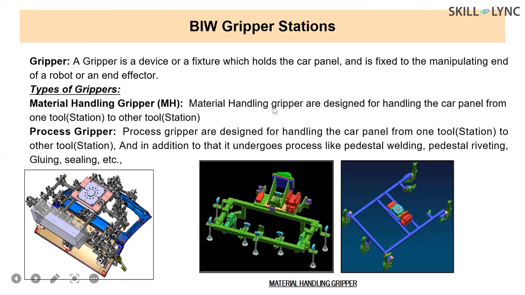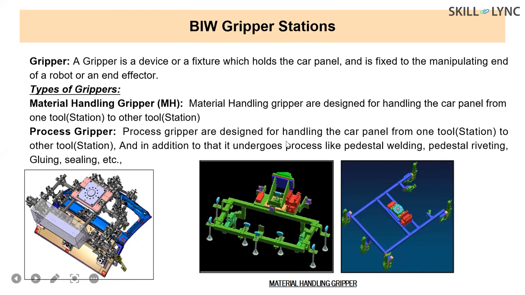So I finish the first operation, and I want to move the car panel to the second operation in the next station. What can I do? I can use a material handling gripper, which will carry my component from one location and transfer it to the second location. Clear, guys?